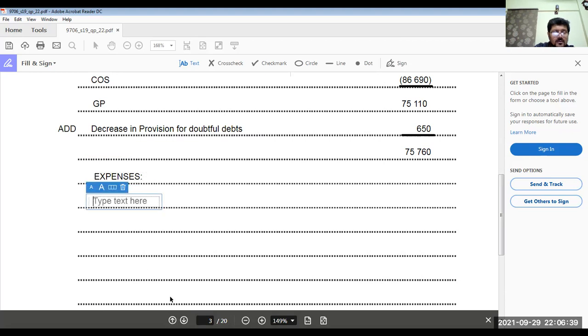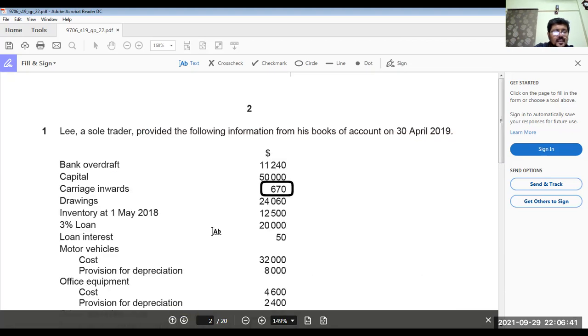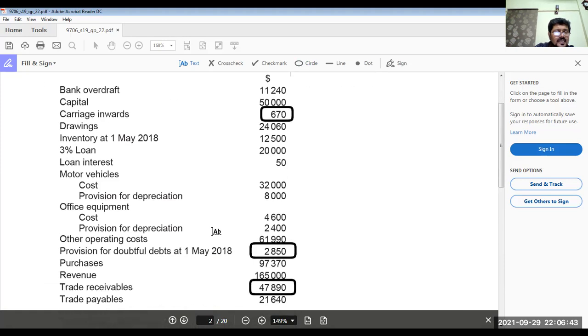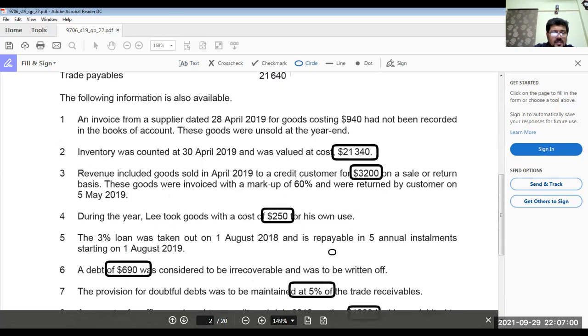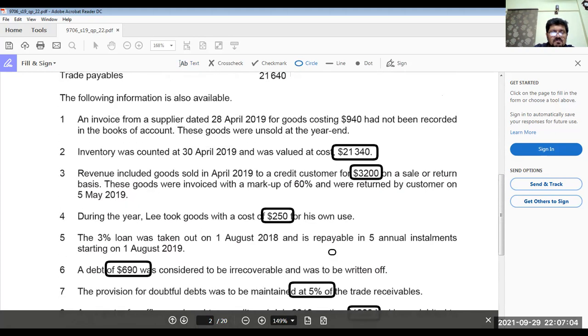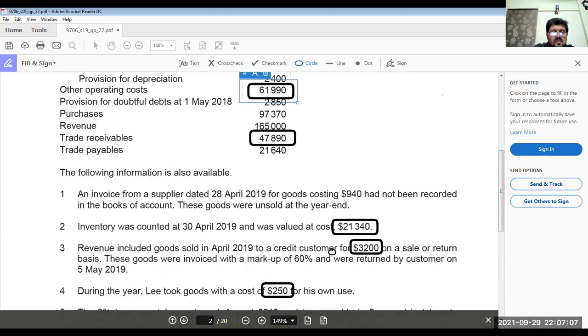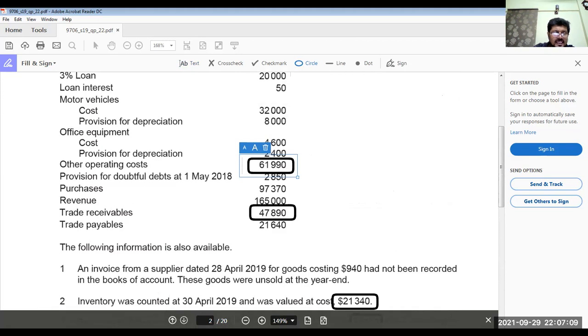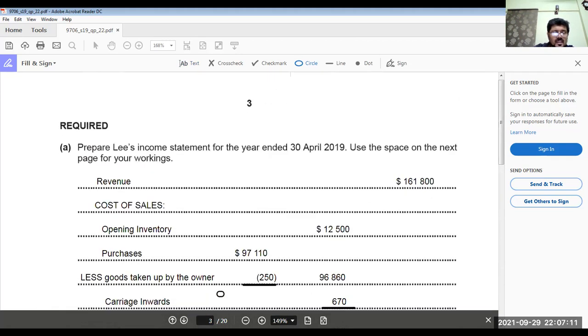Now come to the expenses. The first expense here is other operating expenses, 61,990. I think we do not have any adjustment for other operating expenses. Okay, 61,990. Other operating expenses.